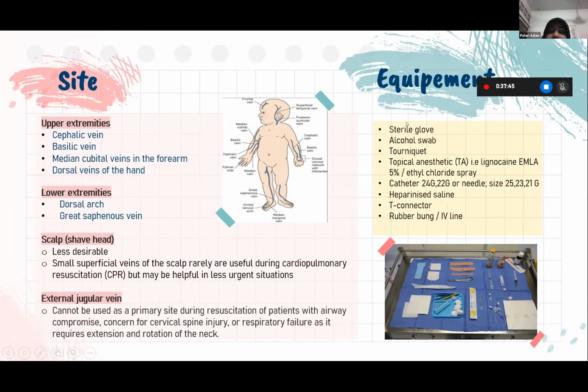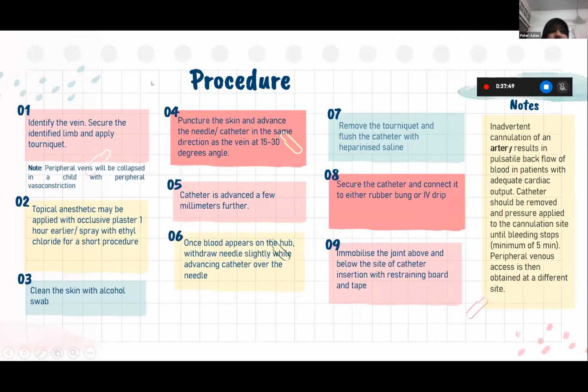For the equipment, this is the list of equipment used. Next is the procedure. The first part, we need to identify the vein, secure the identified limb, and apply a tourniquet proximal to the limb. After that, we put topical anesthetic, which can be applied with occlusive plaster an hour earlier, or spray with alkyl chloride for a short procedure. Then we clean the skin with an alcohol swab, puncture the skin, and advance the needle or catheter in the same direction as the vein at a 15 to 30 degree angle.